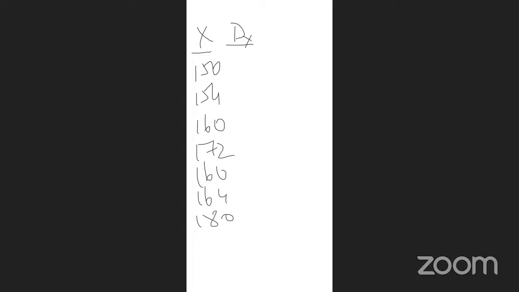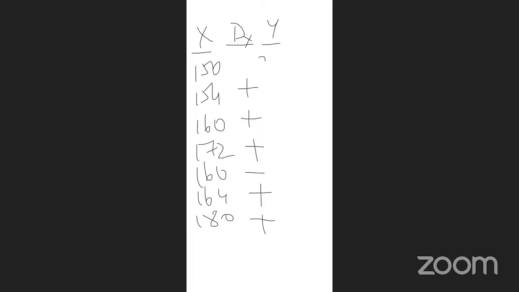For the second one, when we take 150 and 154, is it increased or decreased? 154 is more than 150, so it is increased; put a plus sign. 154 and 160 is a plus sign. 160 and 172 is a plus sign. 172 to 160 is a minus sign. 160 to 164 is a plus sign. 164 to 180 is a plus sign. Like that, you also work out for y.